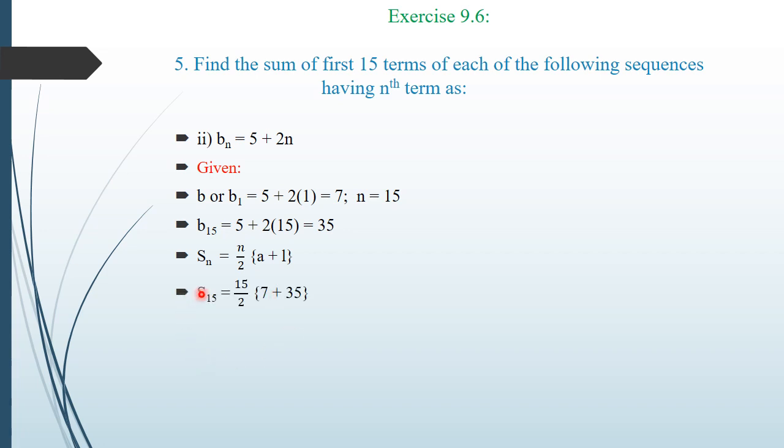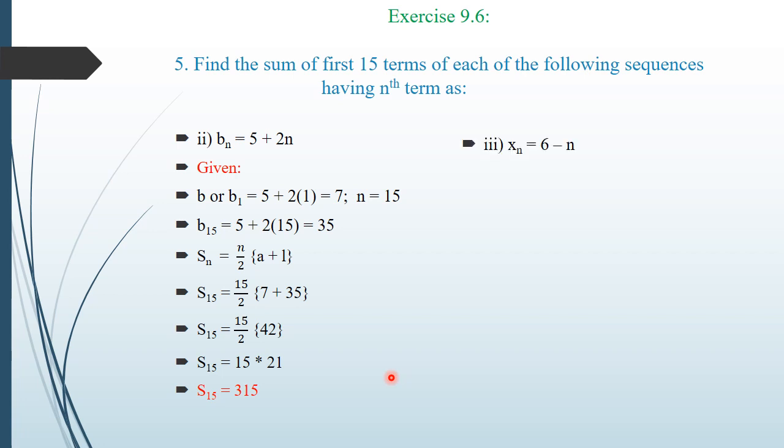Substituting all the values, in place of n I'll put 15 here. 15 by 2 into the first term is 7 again plus the last term is 35. Adding these two I will get 42. Cancelling out this 42 by 2 I will get 21. Therefore the sum of 15 terms is 15 into 21, that will give me 315.